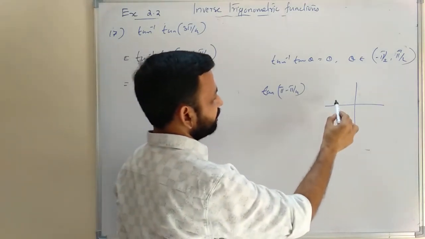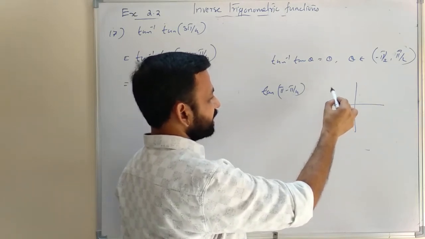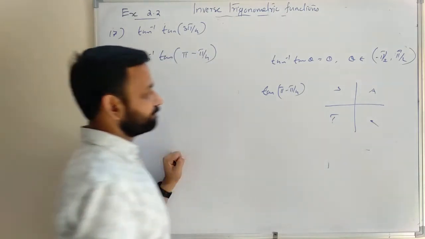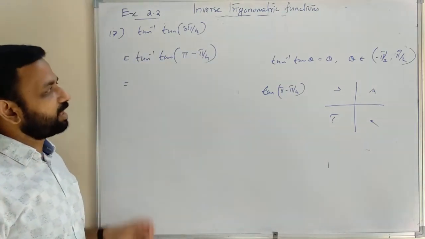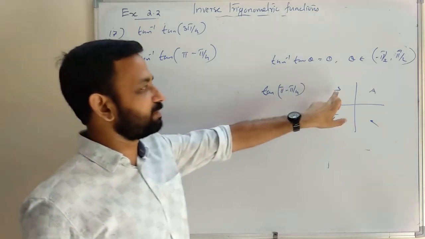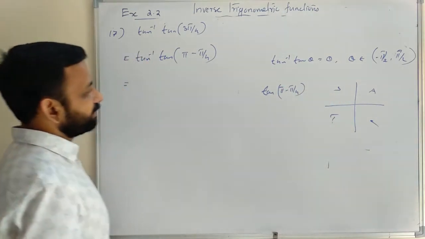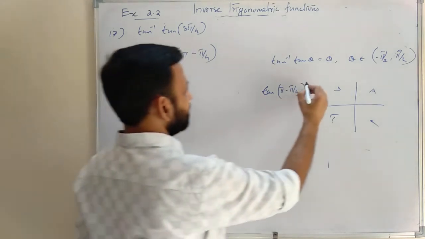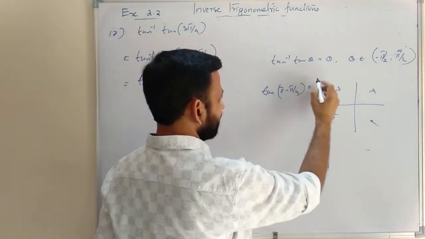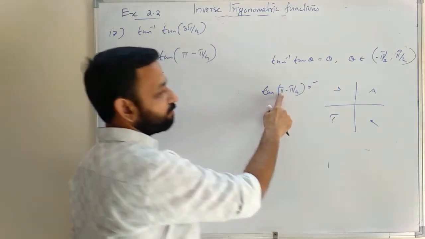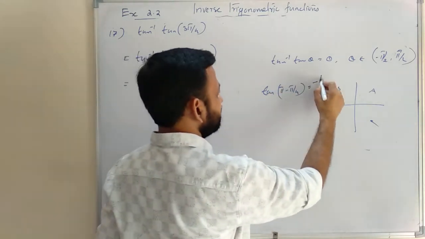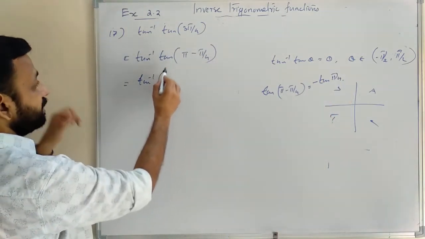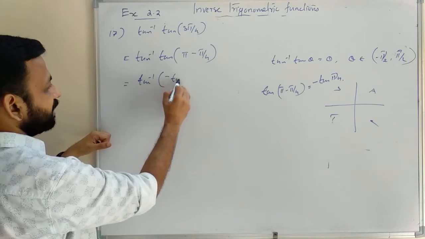Pi minus pi by 4, that is in the second quadrant. In the second quadrant, tan is negative and sin is positive. So tan of pi minus pi by 4, in the second quadrant tan is negative, and since these are multiples of pi, the function will be the same. So tan inverse tan of pi minus pi by 4 is minus tan pi by 4.